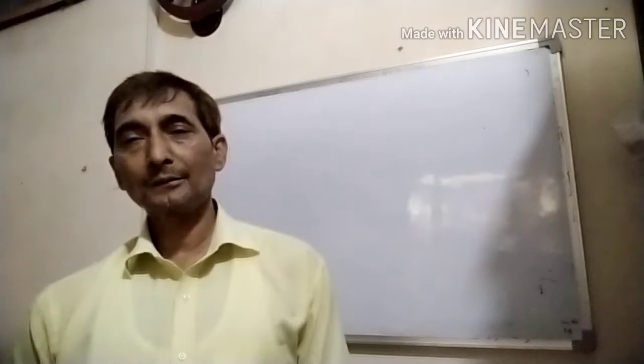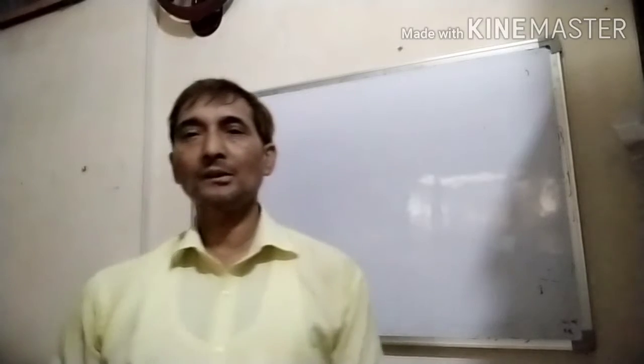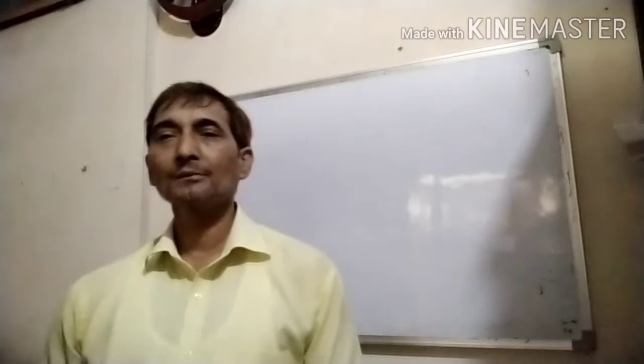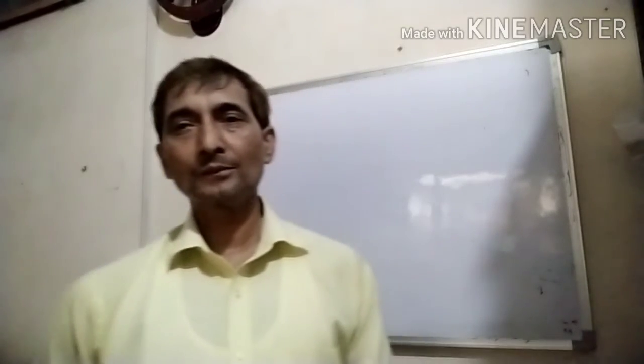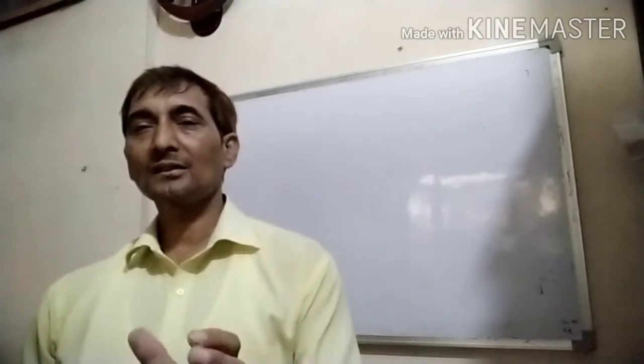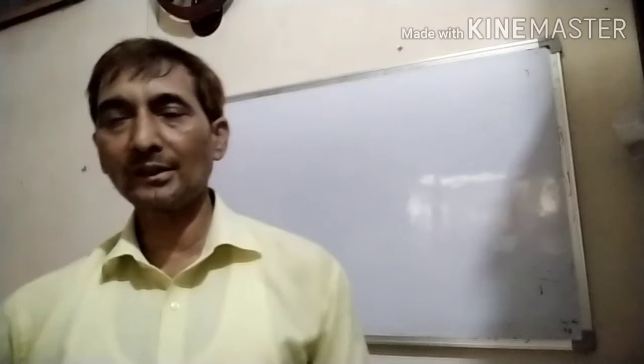Yesterday, I explained about the polynomial, especially the quadratic polynomial. What is the definition of polynomial? What is the definition of quadratic polynomial? How can we represent a polynomial on the graph paper? What are the zeros of the polynomial? What is the relation between zeros and the coefficients of the polynomial? So many things about the polynomial you have studied.